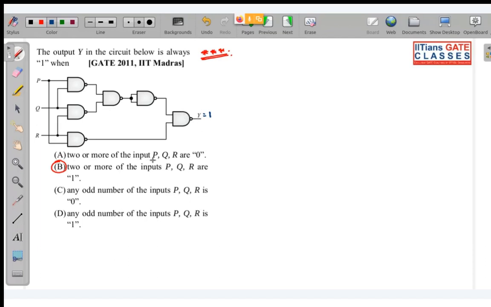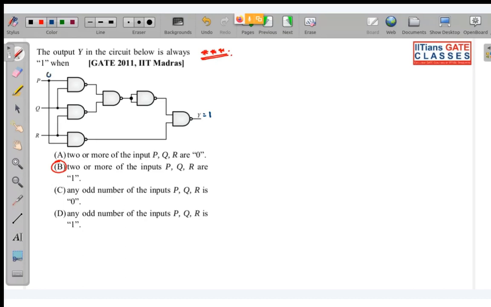Two or more of the inputs of PQR are 0. Two or more of the inputs of PQR are 1. Any odd number of inputs of PQR is 0. Any odd number of PQR is 1. Okay, so let us check option wise. It is said two or more of the inputs PQR are 0.